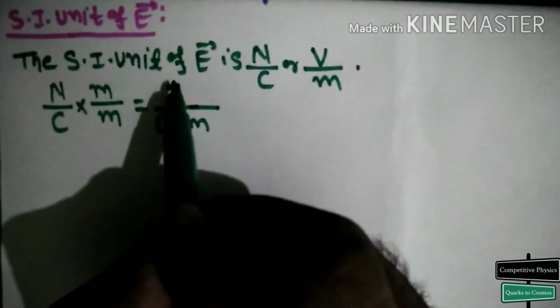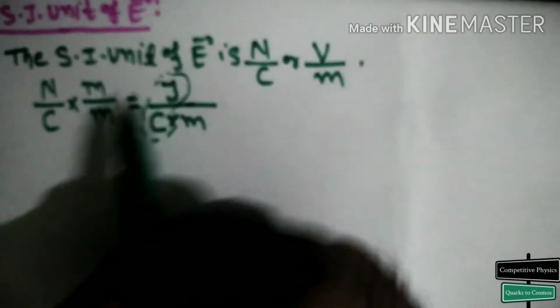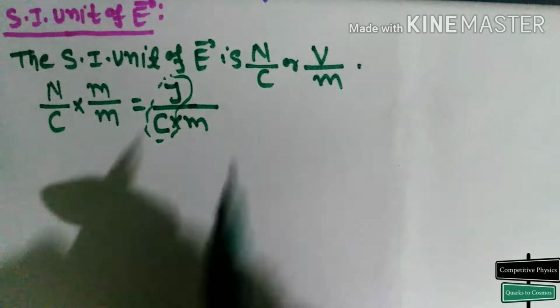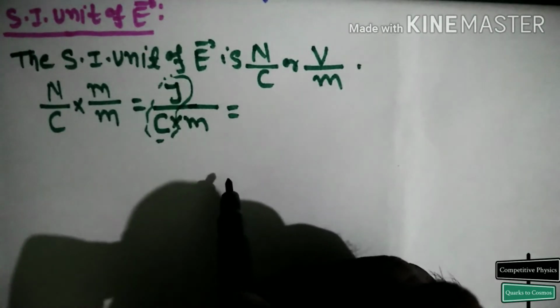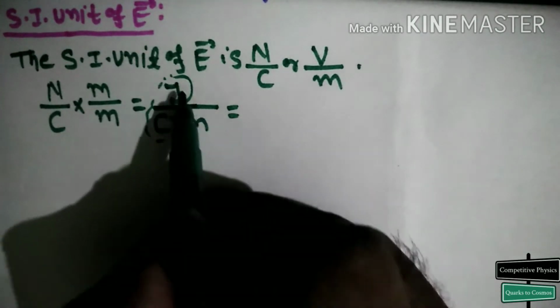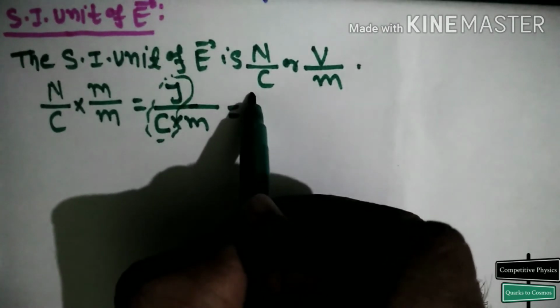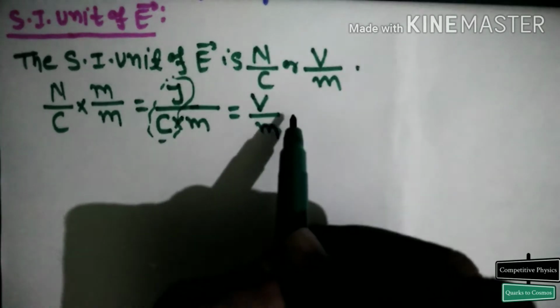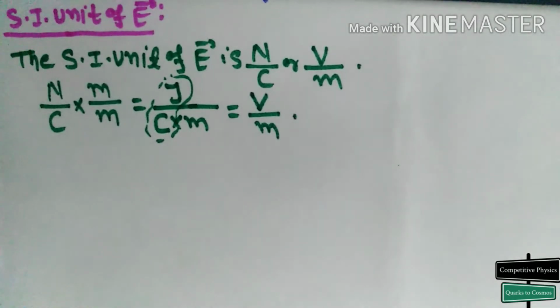Now can you please tell me what is this quantity, joule per coulomb? Try to remember. This is nothing but electric potential, and you know that the SI unit of electric potential is volt. So joule per coulomb is volt, so this becomes volt per meter.